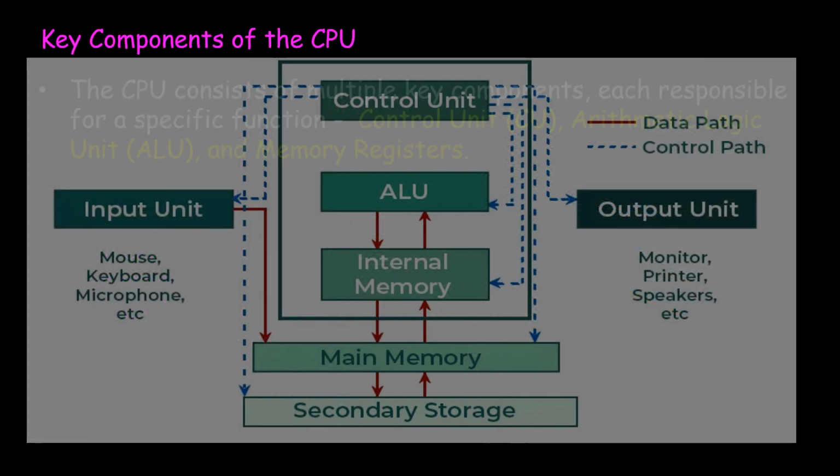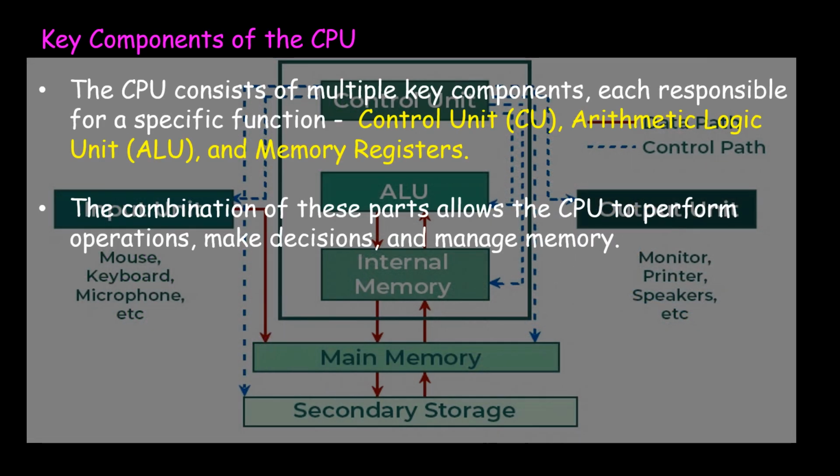Key components of the CPU. The CPU, or the Central Processing Unit, is the brain of the computer. It's made up of a few important parts that work together to make everything work smoothly. The control unit, or the CU, acts like the manager, directing the flow of information and telling other parts of the CPU what to do.